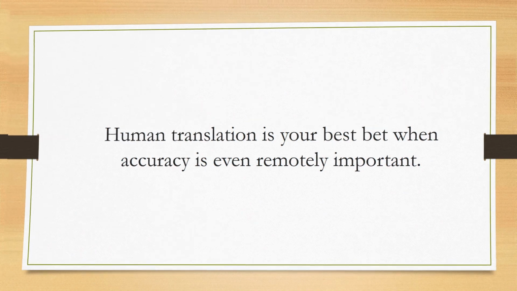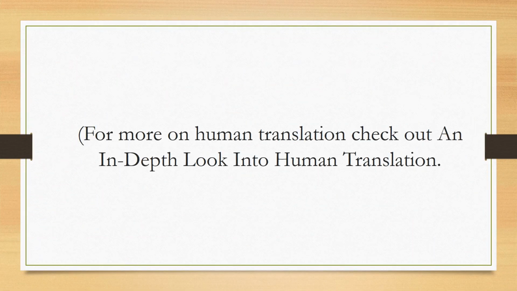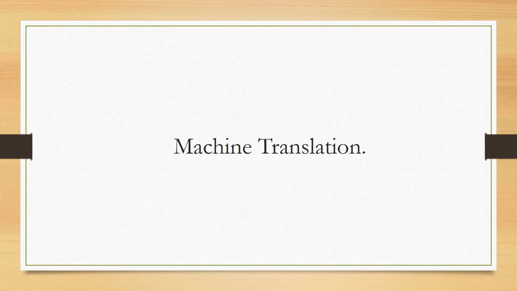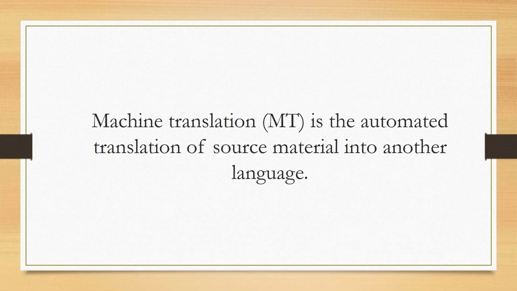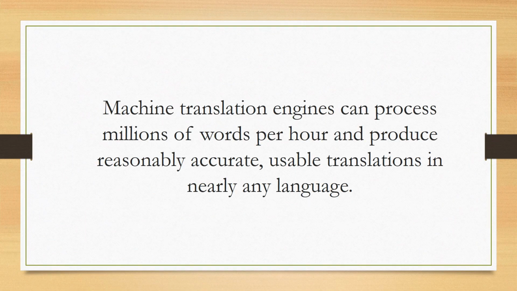When working with human translation providers, you can expect to get a much better quality output compared to machine translation or human-aided machine translation. For more on human translation, check out an in-depth look into human translation. Machine translation. Machine translation, MT, is the automated translation of source material into another language. MT has greatly improved in speed and accuracy in recent years due to advances in software and hardware alike. Machine translation engines can process millions of words per hour and produce reasonably accurate, usable translations in nearly any language.